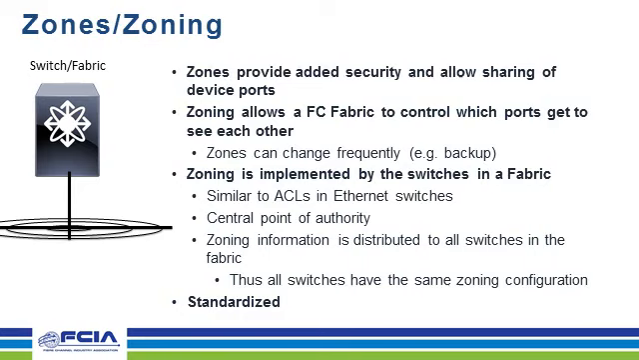The other important thing about zoning is that zoning is implemented by the switches in the fabric. Zoning is similar to ACLs in Ethernet switches, but the difference is that in zoning, the fabric is a central point of authority, which means that the zoning database is distributed through all these switches, and all switches have the same view of the zoning configuration. And the zoning is also standardized, so all devices understand what the view is.